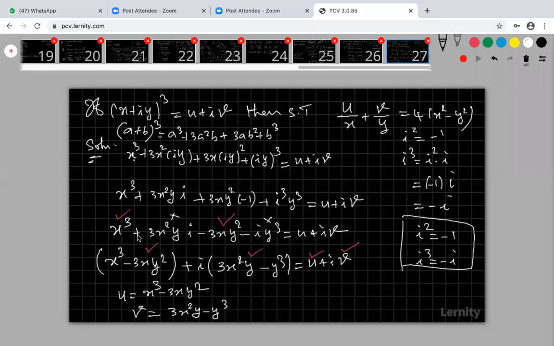Apply that and collect the real parts. What is real part? If the term has no i, that is a real part. If the term has some i, that is called the imaginary part. So here these two terms, this pink tick mark represents the real part. This cross mark represents the imaginary part. Here also real part, imaginary part. But these two are equal means my real parts are equal and imaginary parts are both equal. Are you clear?